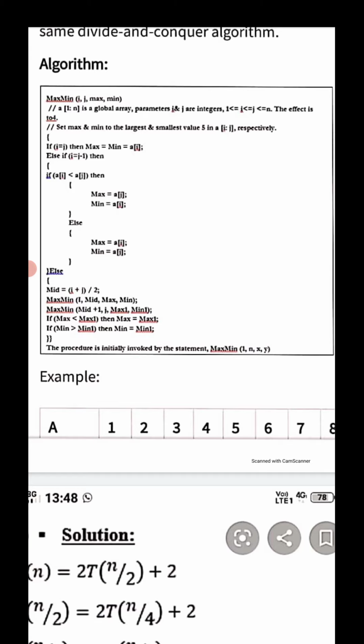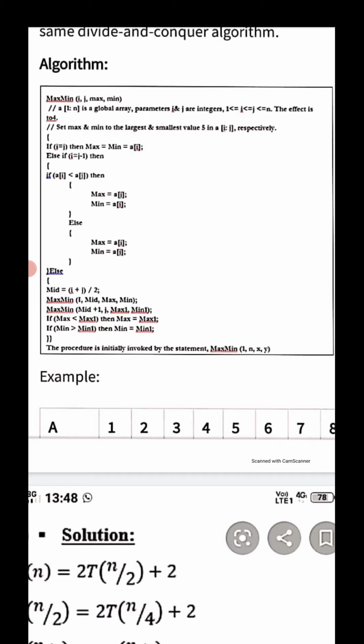Next, we set maximum value and minimum value to the largest and smallest values of A[i:j] respectively. If we take some 5 elements, 0 up to 4, with array indices, then check the condition: if i is equal to j, then maximum value is assigned to, and minimum value is assigned to, array of i.